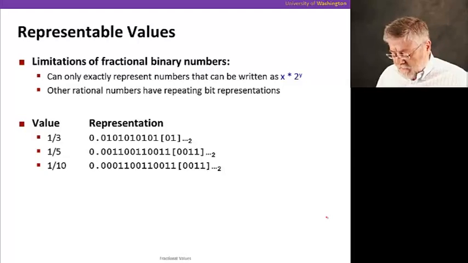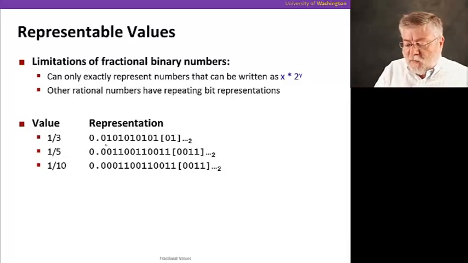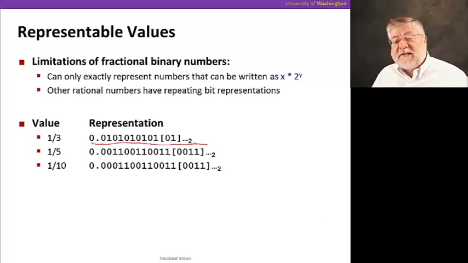So for example, remember, 1/3 in decimal is 0.33333, but it never stops. It goes on forever. Well, we have an equivalent situation with binary numbers. So let's take a look at the representation for 1/3, in fact. 1/3 is actually going to be this bit pattern, and you'll notice that 010101 is a repeating pattern, and we'll use square brackets to represent that repeating pattern.